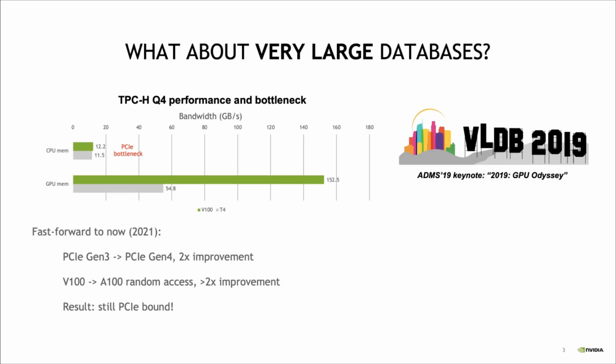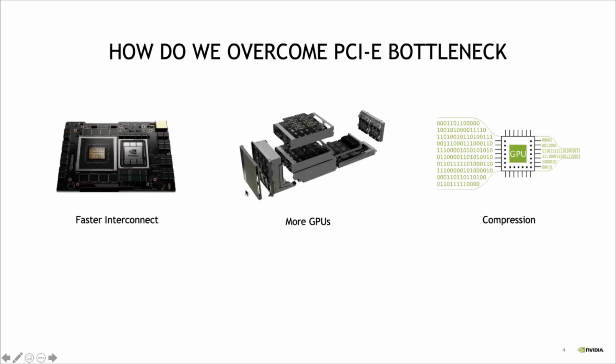And if you move forward 2 years from 2019, we now have PCIe Gen 4 supported on our GPUs, and we also have better HBM. So we have roughly 2x improvement in PCI-E and also random access performance. But the result is we're still PCI-E bound when we start from reading data from CPU memory. So how can we overcome this PCI bottleneck? I think there are a few approaches to that.